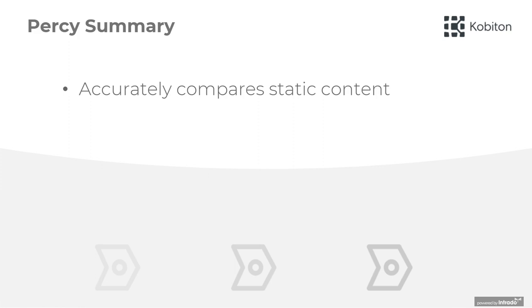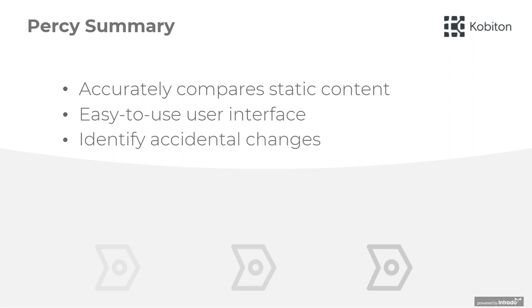And so in summary, it does a very good job of accurately comparing static content, where it's non-dynamic, it's a specific value, and it doesn't change from one rendering to another. Percy has a very easy to use interface, and it's very good at identifying those accidental or inadvertent changes that a developer may make. And I think it's very effective to use this in a pre-commit type environment, where before the developer commits their code, they just want to test it against a few of their screens to make sure they didn't accidentally mess something up. It's a great tool to do that.